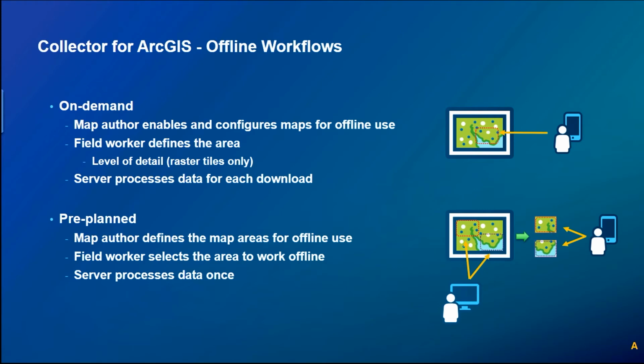The new Collector has two modes, on-demand and pre-planned. On-demand is the classic way it always has worked, where you open the map, zoom to a location, set what you want the resolution of the base map to be, and hit download. The pre-planned one allows you to have someone author the map with pre-planned areas in the back end. Those get listed, and they all have a name, so you pick the one you want to take offline. You click it, it comes offline, and then you're good to go.